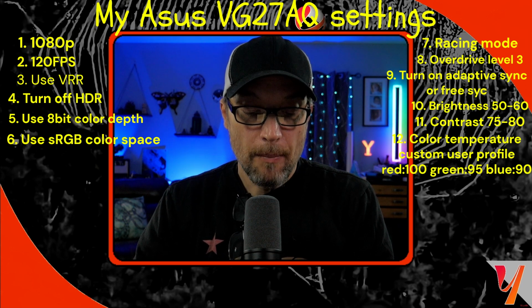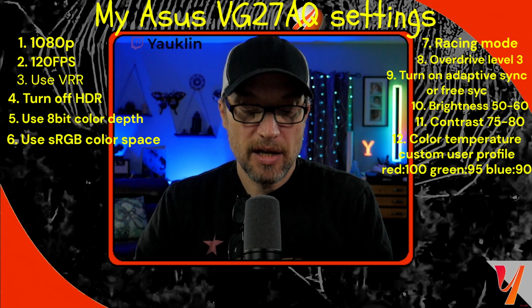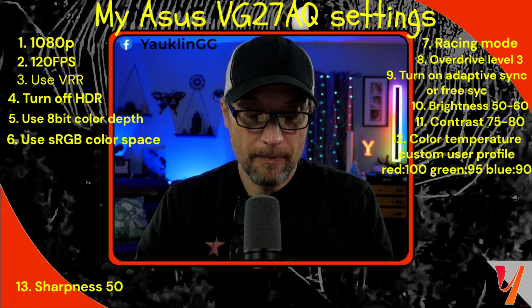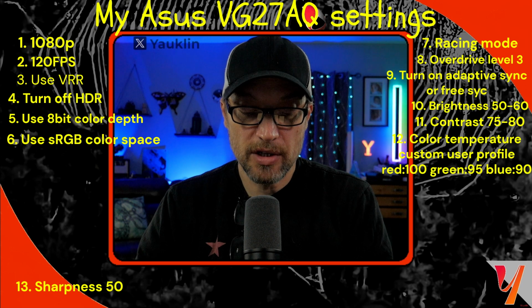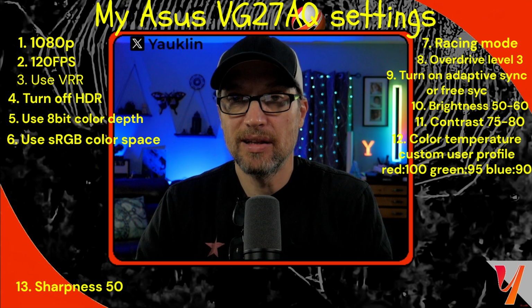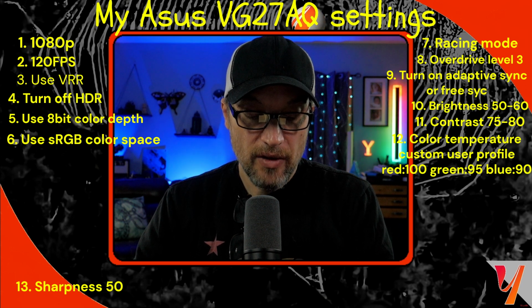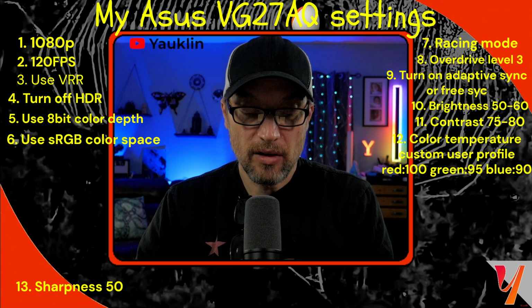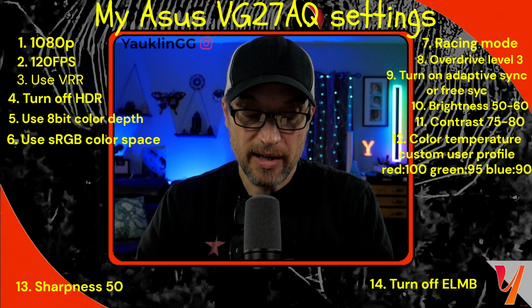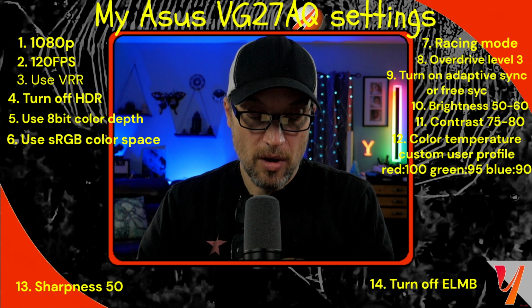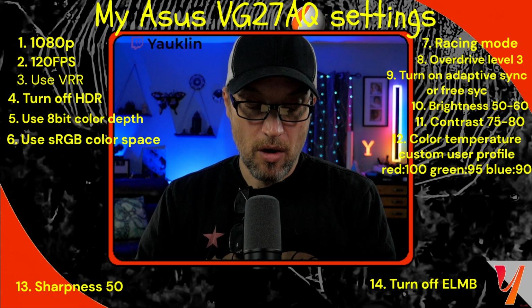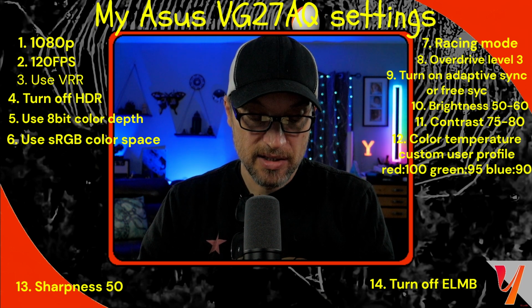Sharpness. My monitor does not have a sharpness setting, but if yours does, you can set that to 50, and that's the default setting. It's going to ensure a clear image without introducing artifacts or making the edges look unnatural. And then we talked about this before, ELMB, which is extreme low motion blur. I'll leave it off. It cannot be used with adaptive sync or FreeSync. So you're going to want to use VRR for the best setting.